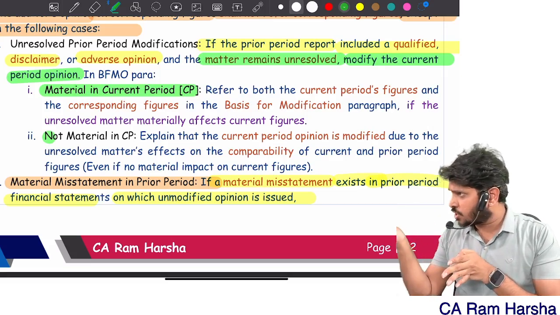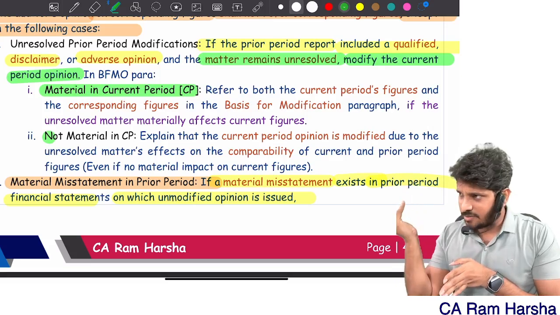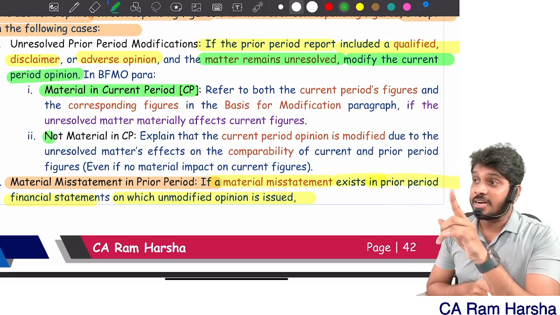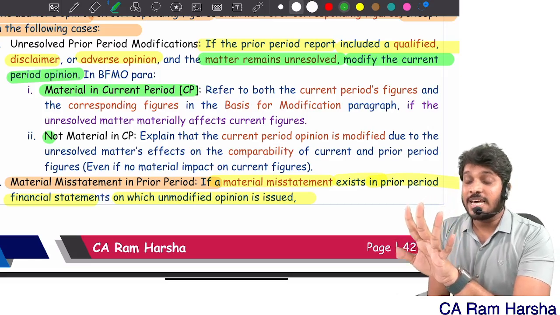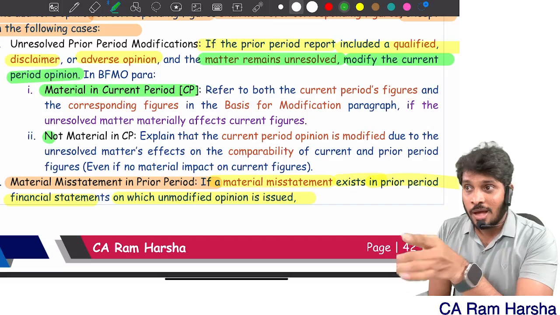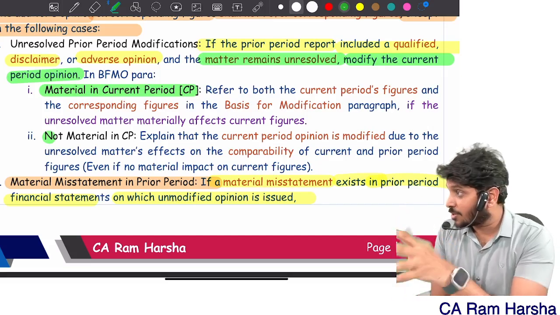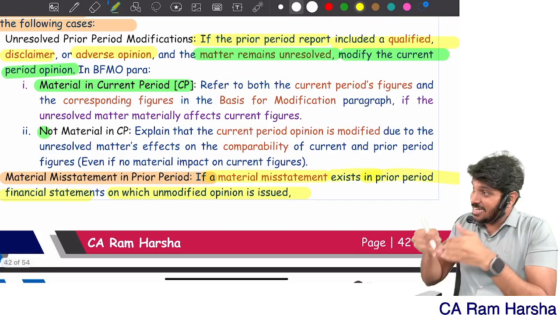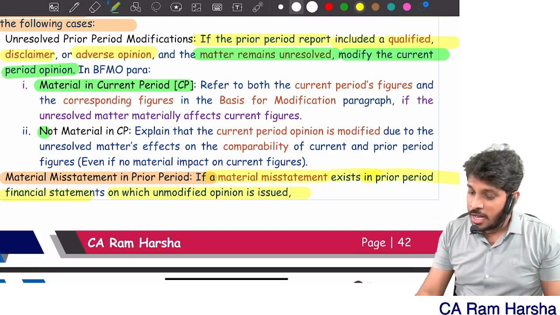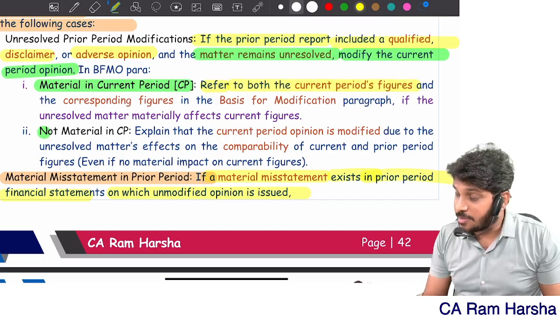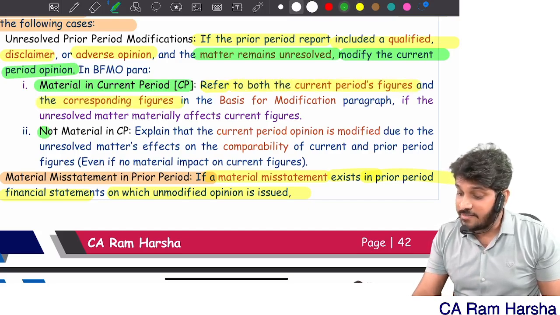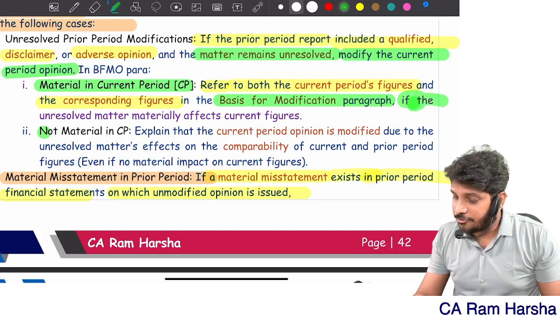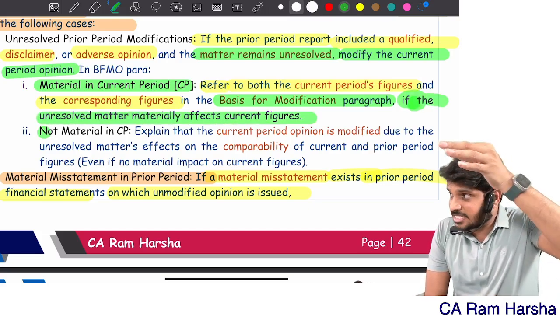See, last year I only audited, or last year somebody audited. There is a material mistake in the last year. In the current year also the same mistake is carried forward, and in the current year also it is material. Materiality level will differ from year to year. What was important last year may not be important this year because company size increased. Now, if it is material in the current period also, refer to both the current period figure and corresponding figure in which para? Basis for modified opinion, qualified, adverse, disclaimer, whatever, if the unresolved matter materially affects the current period.